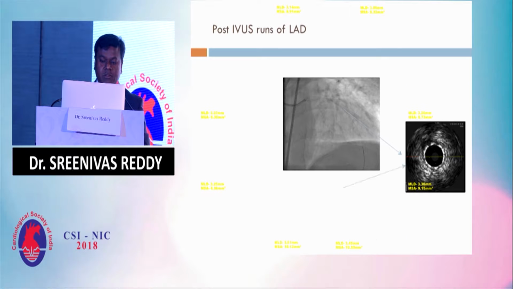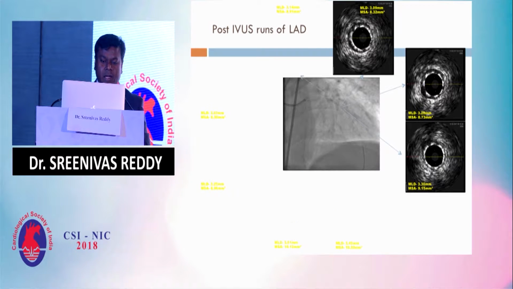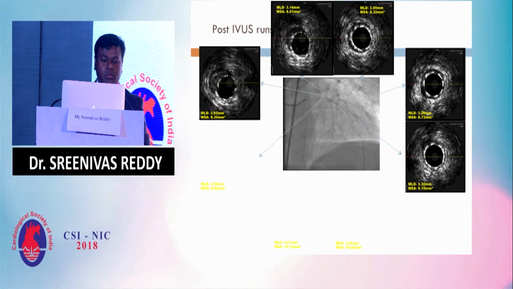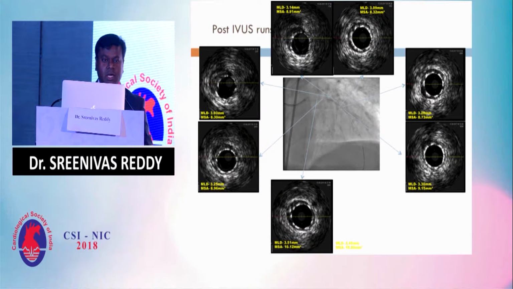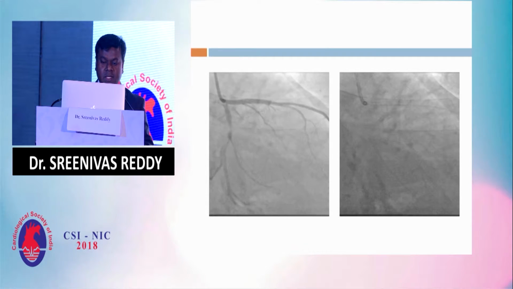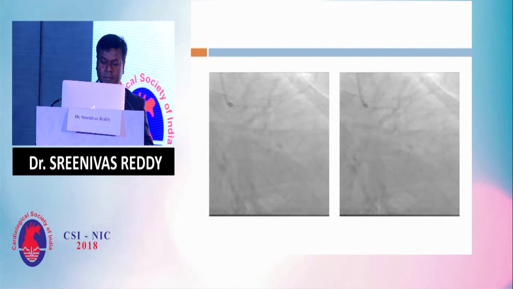In the post-run of IVUS into the LAD, you can see there is a good luminal expansion. If you get a perfect circle, it means that you have a well expanded stent, otherwise you will get an eccentric pattern of expansion. You should have at least a luminal diameter of more than 4 in a medium sized vessel, then the long term results are expected to be good. So that's the final angiographic result.